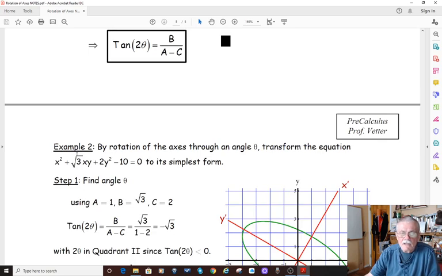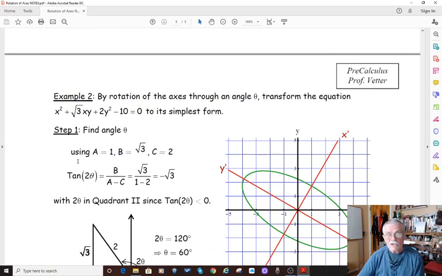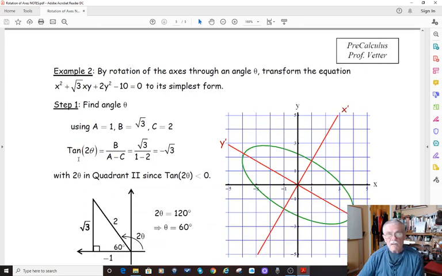Example number 2. By rotation of axis for an angle theta, transform this equation to its simplest form. All right, simplest form for us is going to be one of the forms we've already investigated, which we call standard forms. And you're going to notice that a rotation is necessary because I do have an xy term here and it is non-zero. So here's what I did. I broke this down for you in 3 steps. The book doesn't quite do it like this, but I think this is a little easier.